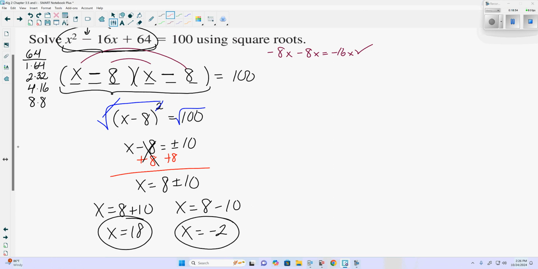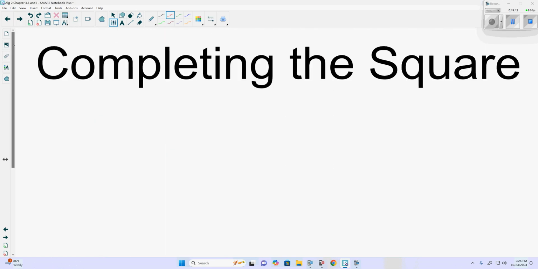But now the big linchpin of this is figuring out how we can make a perfect square trinomial. Yes? There's a nice formula for doing this. Y'all ready to learn it? I mean, here and there. Because this method is what we call completing the square, because we're going to make a perfect square trinomial. We're going to complete that square.